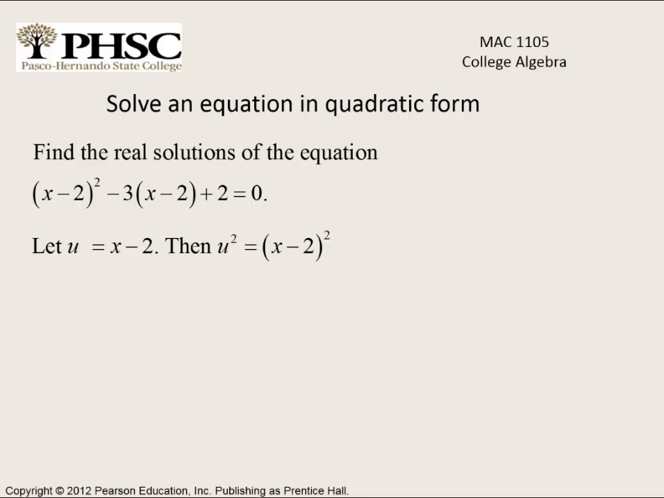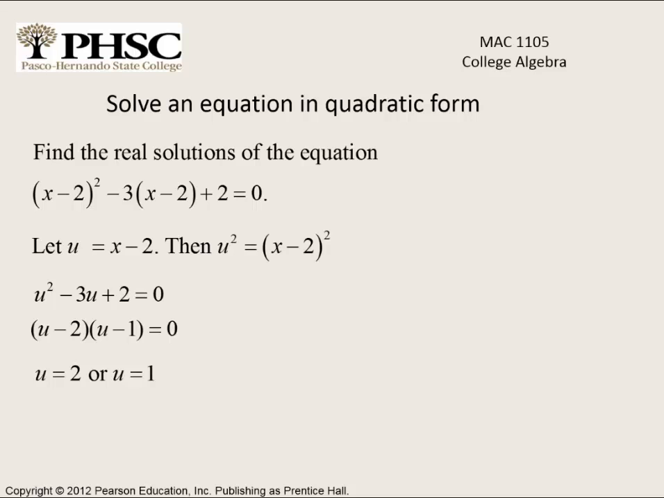So when we do this, we can rewrite our equation in the form u² - 3u + 2. Remember the substitution, u is equal to x - 2. Now we're able to just solve this equation. Let's factor it. We get (u - 2)(u - 1). Set each one equal to 0. So now u = 2 or u = 1.